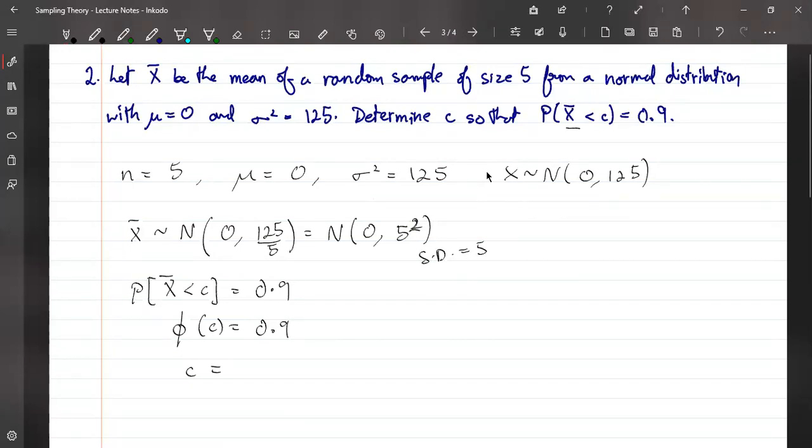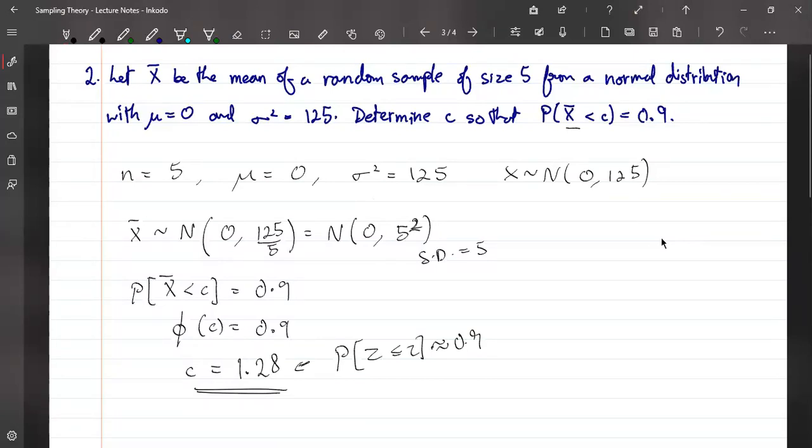And that is around 1.28. That occurs at the point 1.28. So this is the Z value. So that probability of Z less than or equal to Z is approximately 0.9. Okay, it will be actually 0.8997. That is the closest that you can get to 0.9 in the table. All right.